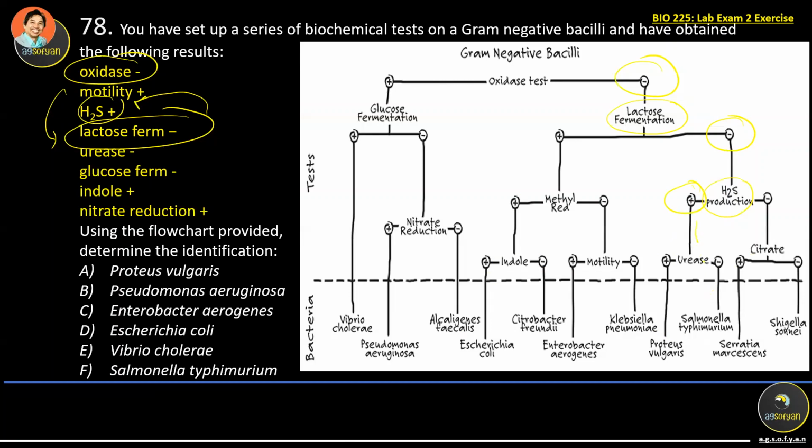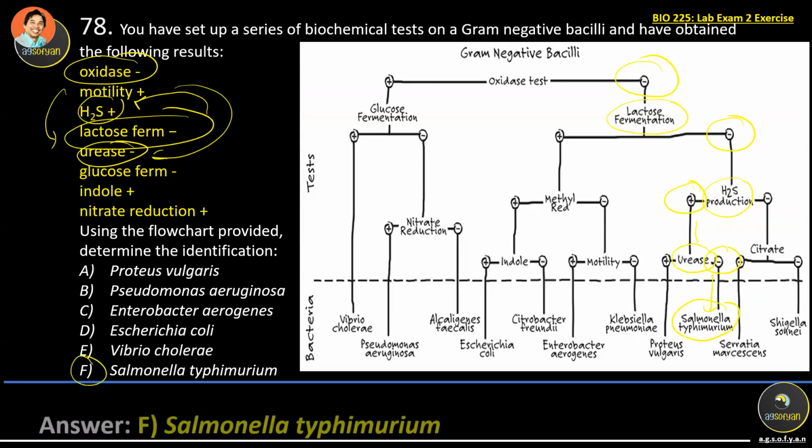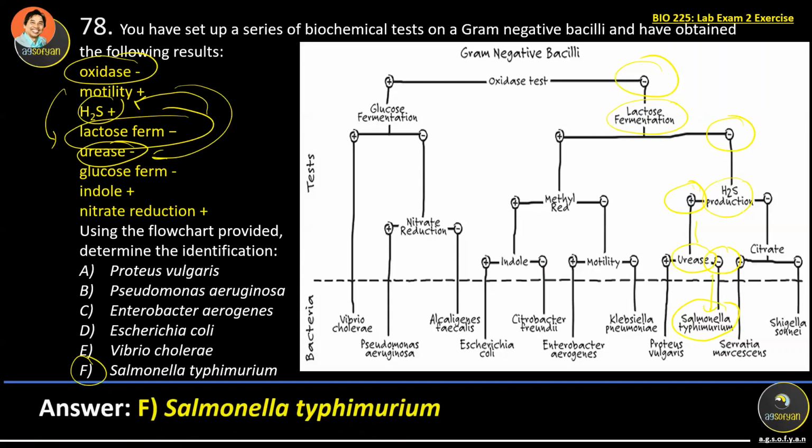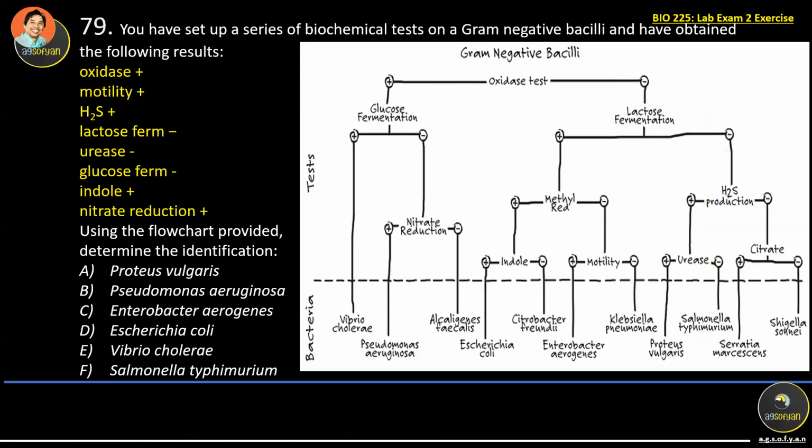And then after that, you have to do the urease test. Urease test is negative. Going here is negative on the right side. Then going down, you get the bacteria, which is Salmonella. Salmonella is F over here. Okay, here you go. Next one.